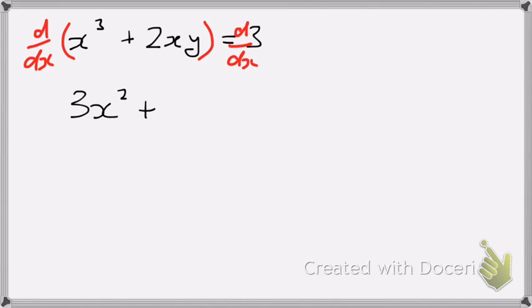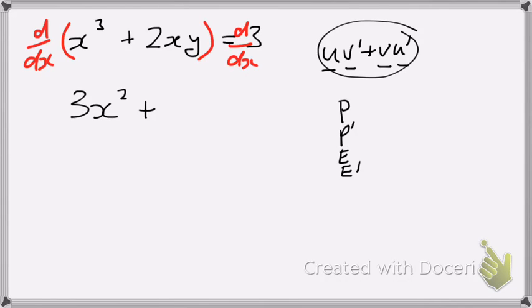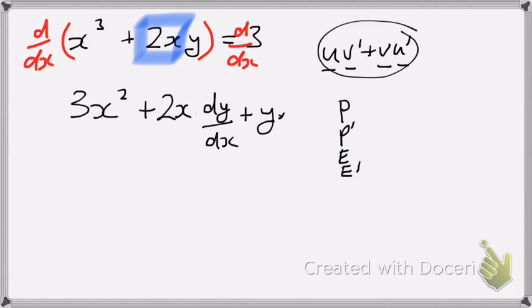And now I do the product rule. Product rule is uv dash plus vu dash. Leave the first thing alone, differentiate the second. Leave the second thing alone, differentiate the first. You've also seen me do it like p dash, e dash, and then do inside plus outside, which is the same thing. So I'll call the first 2x. I leave that alone, and then I multiply by the derivative of y. And then I leave the y alone, and I multiply by the derivative of 2x, and that equals 0.